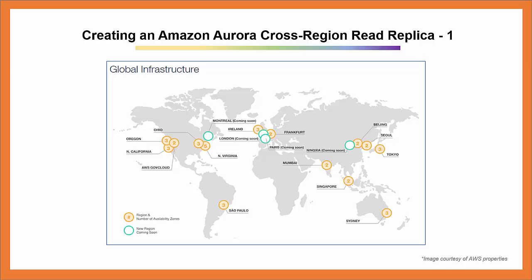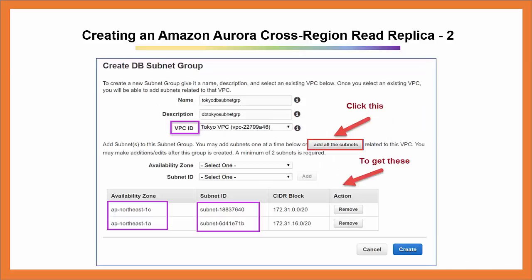In the event of a regional disruption, you can promote the cross-region replica to be the master. This feature only applies to unencrypted Aurora clusters. Two prerequisites exist before you can create a cross-region read replica. The first one is that you need to ensure that the VPC and the database subnet groups exist in the target region, as you can see here, which in this slide is for Tokyo or Asia Pacific Northeast.